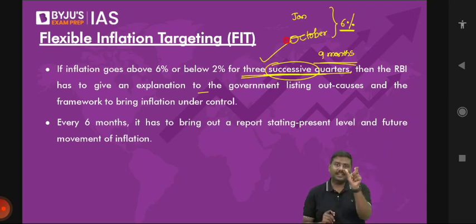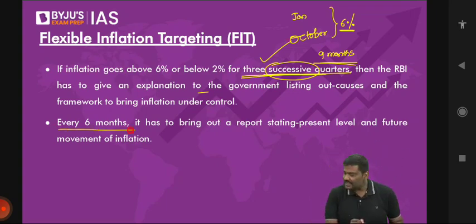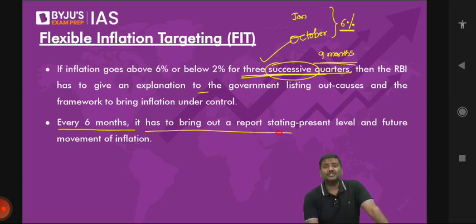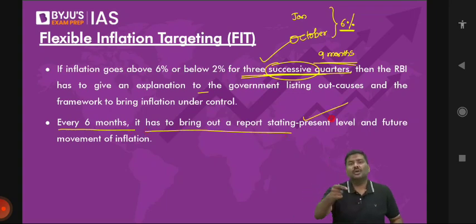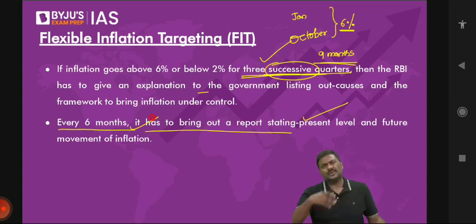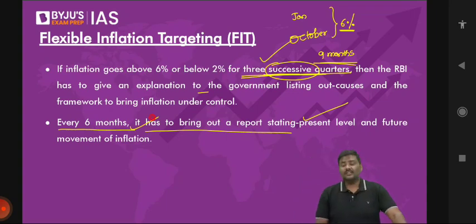Please be very careful. And once every 6 months, RBI has to bring out a report giving information about what is happening to inflation, what is causing inflation, etc. And this document you can get. RBI will keep on publishing this document once every 6 months. Done. So these are certain very important provisions under flexible inflation targeting. Any difficulty here? Please do let me know.